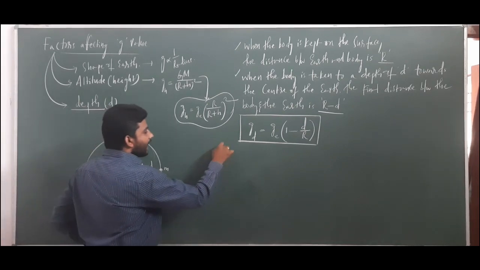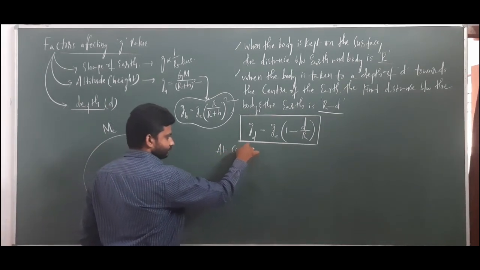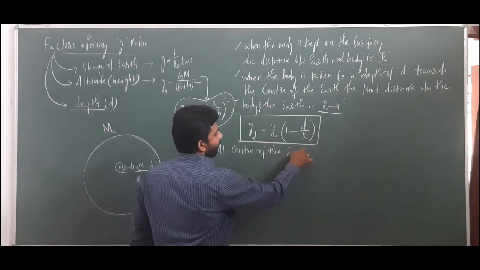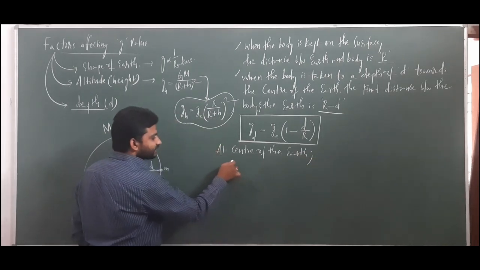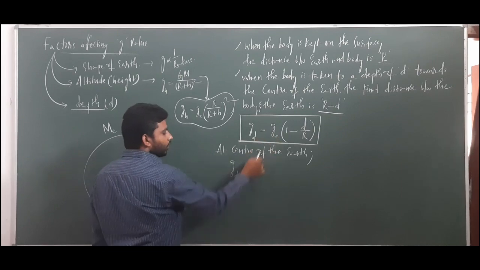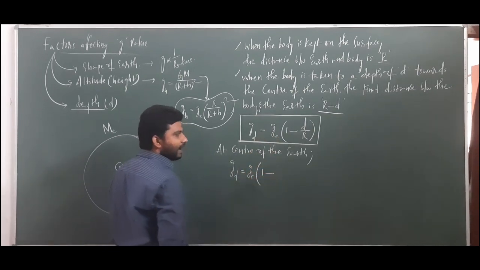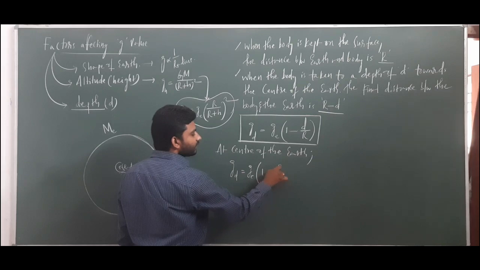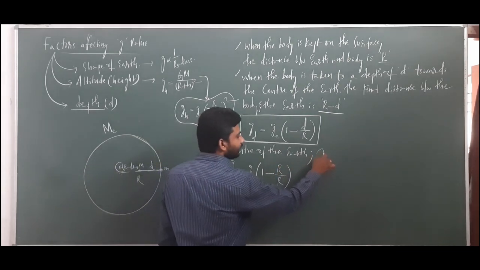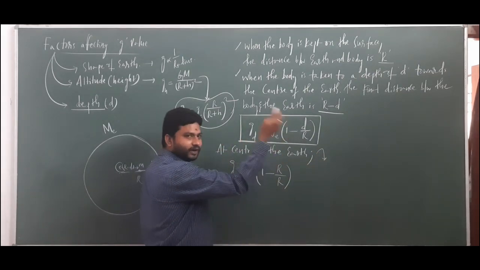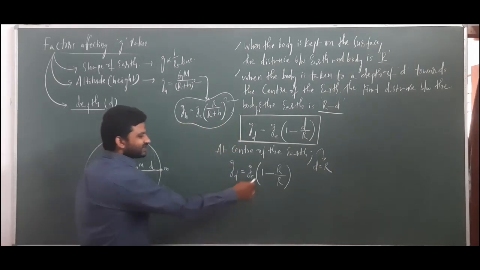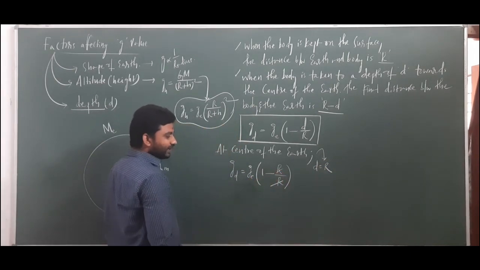So I am writing here, at the center of the earth, acceleration due to gravity is equal to acceleration due to gravity on the surface into 1 minus, so what is this depth I have taken? R by R. Are you understanding why I have written here? At the center of the earth, from the surface, how much is the depth you need to take? Which is R. Okay, so this R by R is 1, 1 minus 1 is 0.